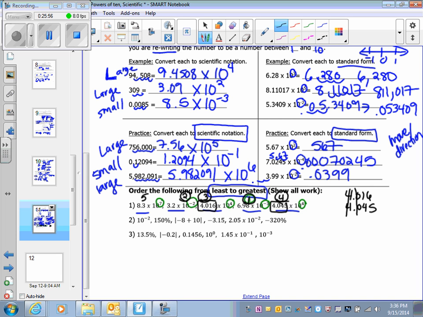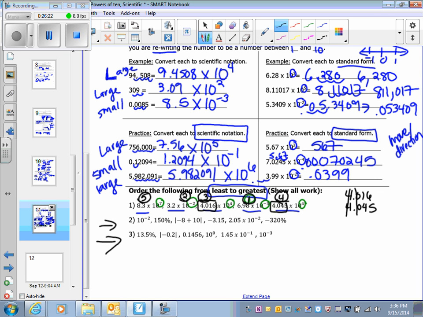And this is fifth, because 7 is the largest exponent. So you don't need to make these all standard. You can just compare the exponents, because remember, the positive exponents mean that you're going to move to the right. The values are going to get larger. And the negative exponents mean you're going to move the decimal to the left, and the values are going to get smaller.